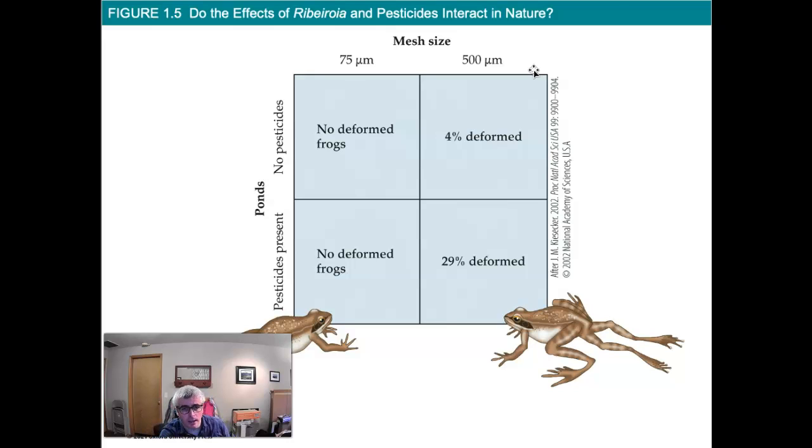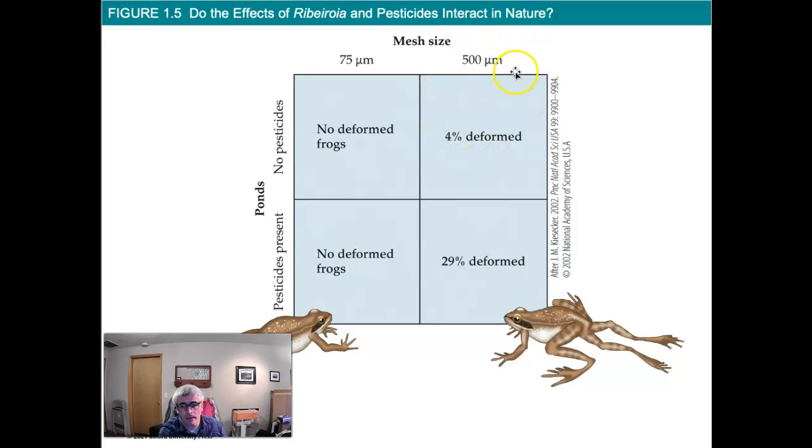And so for tadpoles living in the small mesh, there were no deformed frogs when there were no pesticides present, and there are no deformed frogs when there are pesticides present, which could be evidence to say that pesticides alone are not sufficient to cause this deformity. Because in the absence of the parasite, with the presence of pesticides, we do not have deformed frogs.